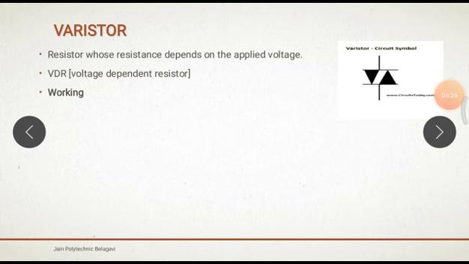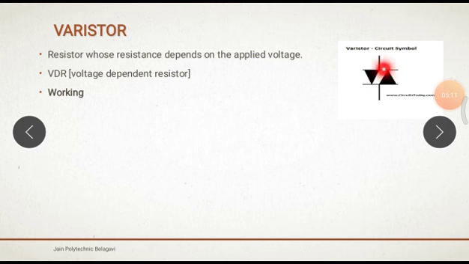A varistor is two back-to-back connected Zener diodes with a high breakdown voltage in both directions. You can see here the two back-to-back connected Zener diodes. Its types are the metal oxide varistor and the silicon carbide varistor. Varistors are available with breakdown voltages of 10 to 1000 volts, and can handle transient currents of 100 to 1000 amperes. So it is used in power systems for protection purposes.